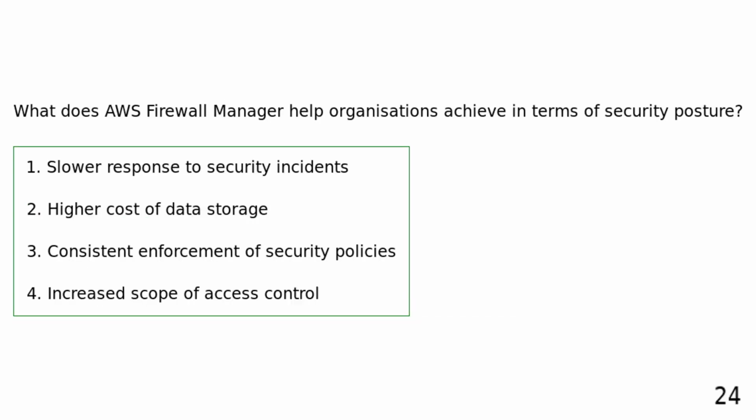What does AWS Firewall Manager help organizations achieve in terms of security posture? Slower response to security incidents. Higher cost of data storage. Consistent enforcement of security policies. Increased scope of access control.